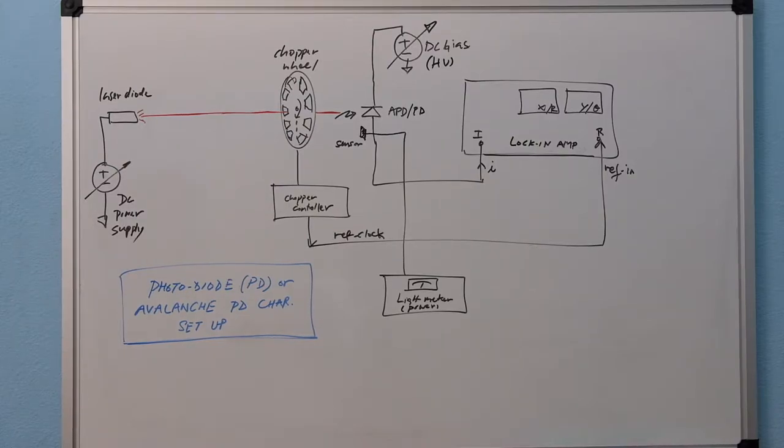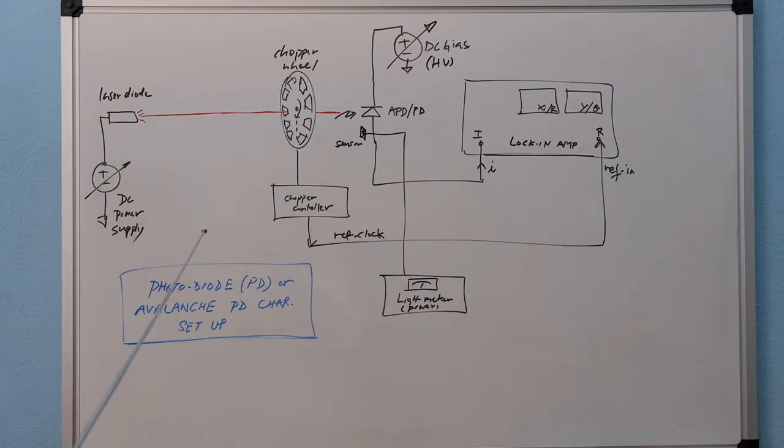So this setup on the board shows a photodiode or avalanche photodiode characterization setup using a lock-in amplifier. What we have here are a few major blocks. One is the laser diode, an avalanche photodiode or a photodiode, a lock-in amplifier, a chopper wheel and its controller, and some DC power supplies. We also need a light meter just to check the power level at the photodiode. So this is a DC measurement at a certain wavelength.